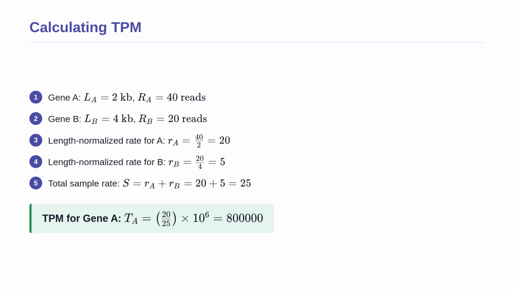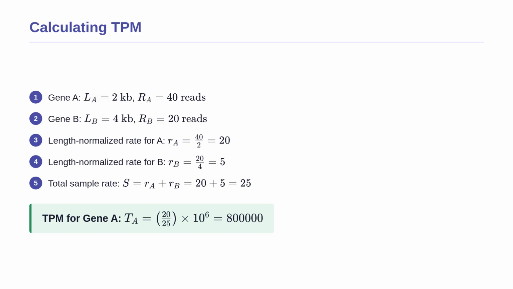First, we normalize by length. Dividing 40 by 2 gives gene A a rate of 20. Dividing 20 by 4 gives gene B a rate of 5. Notice gene B has half the reads, but because it is twice as long, its actual expression rate is 4 times smaller. Next, we sum these rates to get 25.